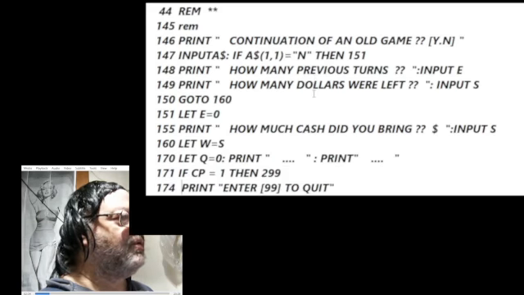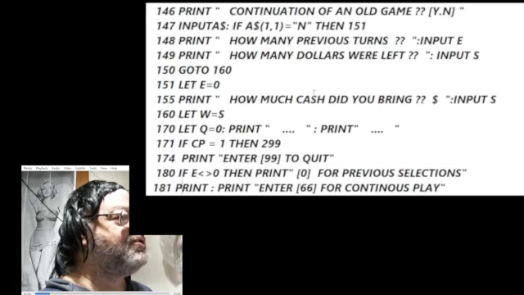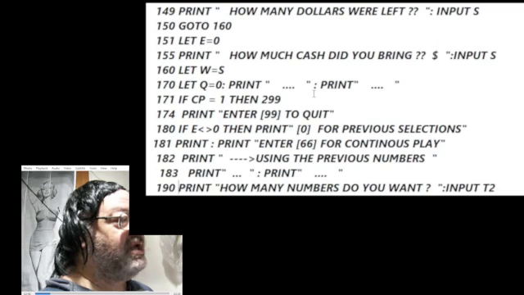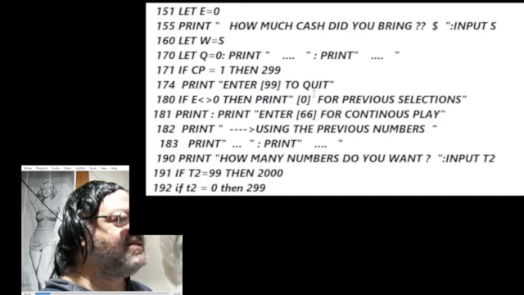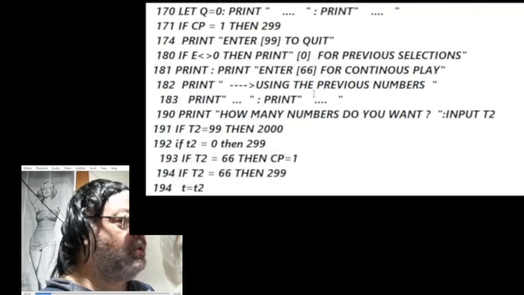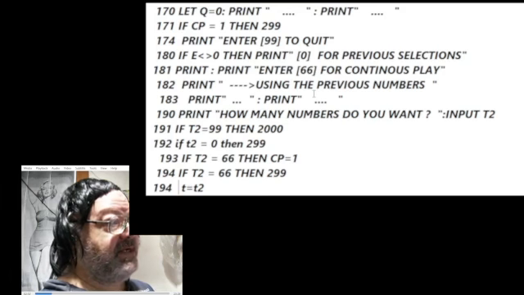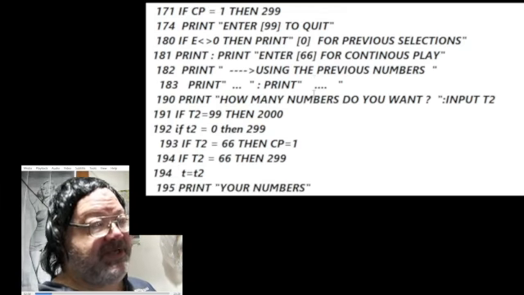Do you want to continue an old game? How many turns did you already use? How many dollars were left? It's inputting ES, and then it inputs T2 for how many numbers do you want. I'm skipping some of the code because it's very simple. The complicated stuff is going to get, it's pretty bad. It's terrible.